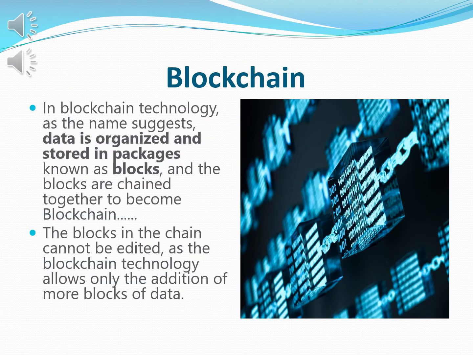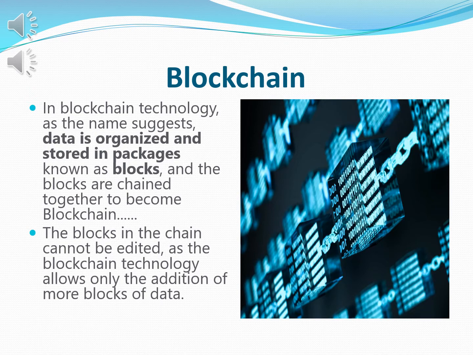As its name suggests, blockchain is data organized or stored in packages known as blocks, and the blocks are chained together to become a blockchain. The blocks in the chain cannot be edited, as blockchain technology allows only the addition of more blocks of data. So basically the data is organized and stored in the shape of packages which we call blocks, and they're chained together, becoming a blockchain.